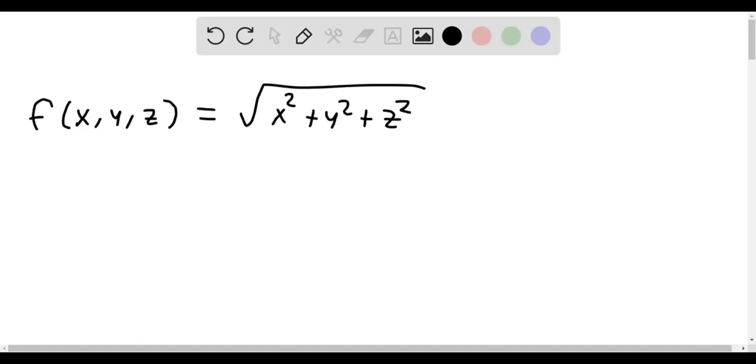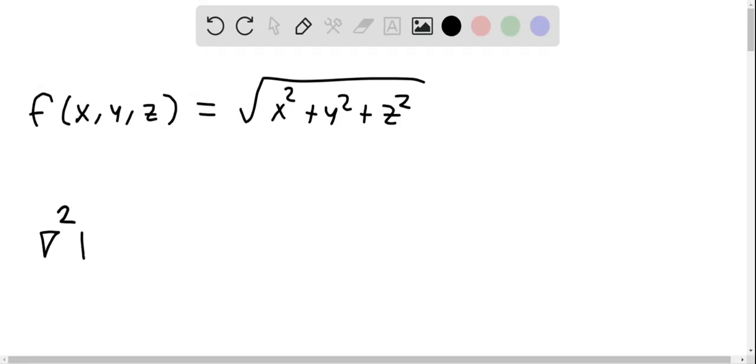Okay, this question wants us to find the Laplacian of this function. So to start, the Laplacian is just the divergence of the gradient. So we're going to have to find the gradient of this function.